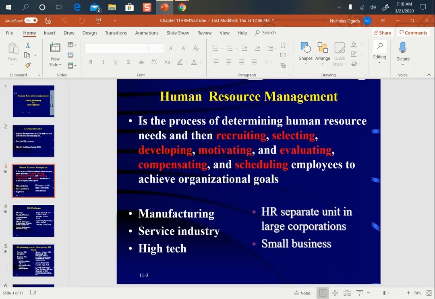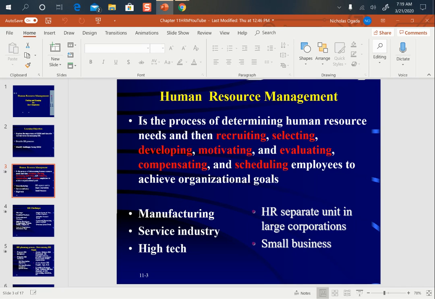Now, if you think about human resource management, you can think about small businesses or organizations and big corporations. Human resource management as a process can be applied to any business, large or small. The issue is just how it is done. You'll find that the way it is done in a small business will be different from the way it is done in a large organization.